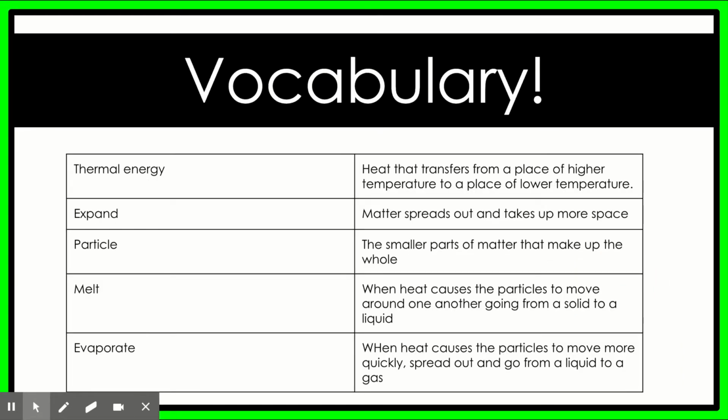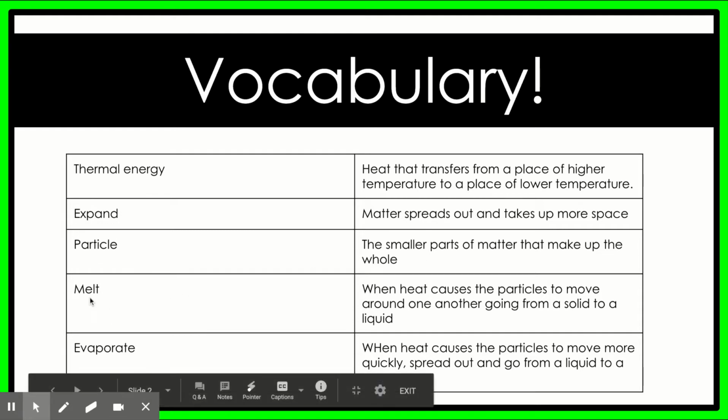Our vocabulary for today, we have thermal energy, which means heat that transfers from a place of higher temperature to a place of lower temperature. Expand, which just means to spread out. Matter spreads out, takes up more space. Particle, which is the smaller parts of something that make up the bigger thing. So the smaller parts.